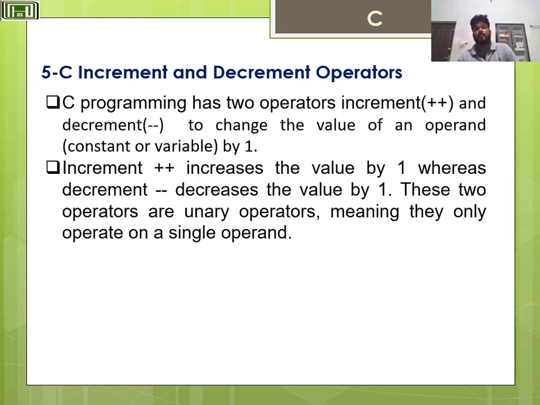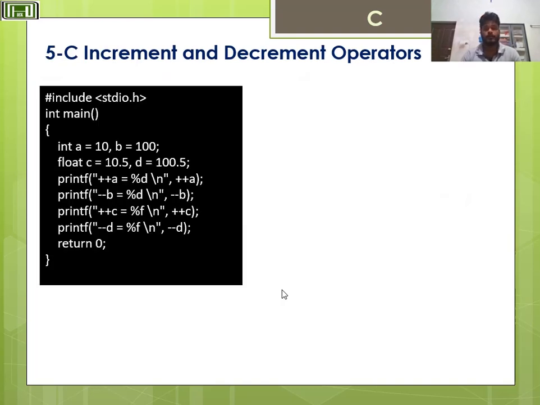C programming has two operators, increment and decrement operators, to change the value of an operand, constant or variable by 1. Increment can be represented by plus plus and decrement can be represented by minus minus. Increment increases the value by 1, whereas decrement decreases the value by 1. These two operators are unary operators, meaning they only operate on a single operand. Here we have an example.